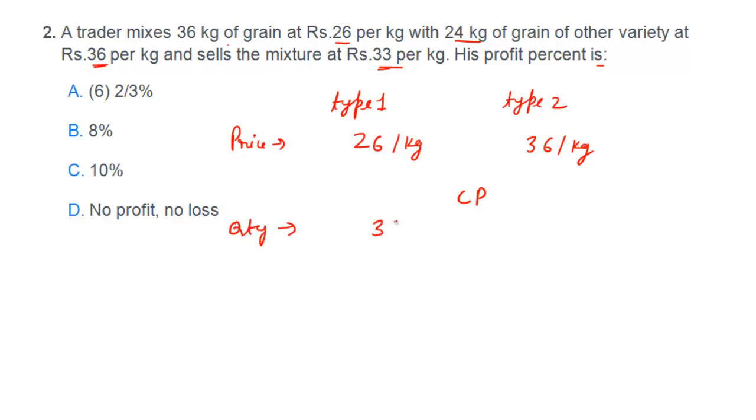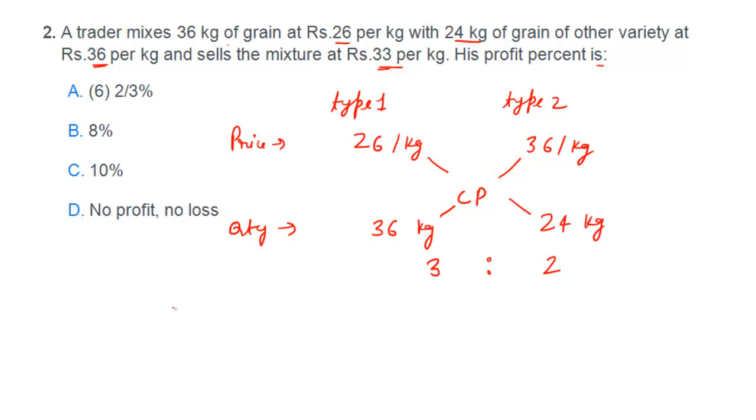So 36 kg of this variety type 1 and 24 kg of variety 2 type 2, right? So I can write this in ratio. So this will be basically 3:2, 36 is to 24 or 3:2, because quantity we can write in ratio. Okay, right. So now with the help of alligation rule we can find out what is CP.